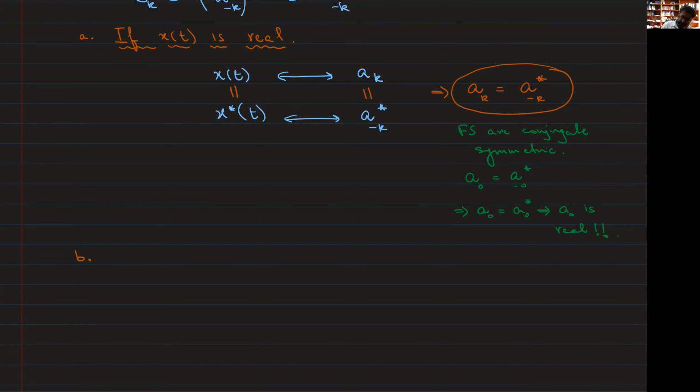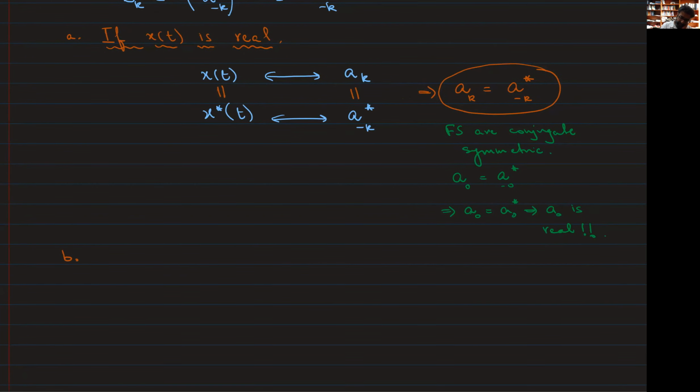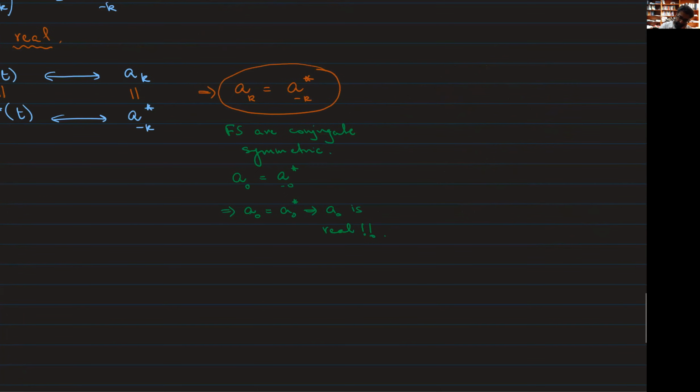And by the way, I want to take a look at what A naught really is, right? So what is A naught? According to the definition, A naught is equal to 1 upon T integral over T of x of t e raised to power minus j times k, which is 0, times omega naught times t dt. But e raised to power 0 is just 1. And therefore, this is 1 upon T integral over T of x of t dt.